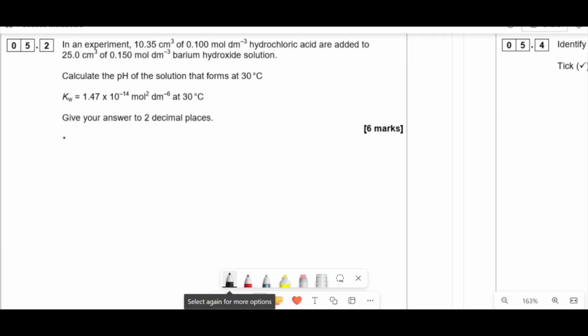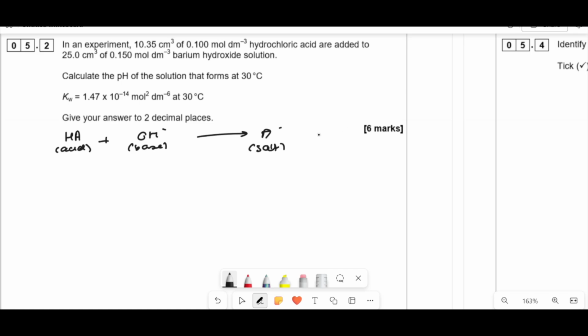So with any acid-base question, what I always do is I write HA, which is your acid, plus OH minus, which is your base, makes A minus, which is a salt, and then H2O, which is just water, right? We don't really care about that in most cases. I use this to visually see what I have and which formula I can use to eventually find the pH by finding H plus, right? So we're going to link back to this somehow.